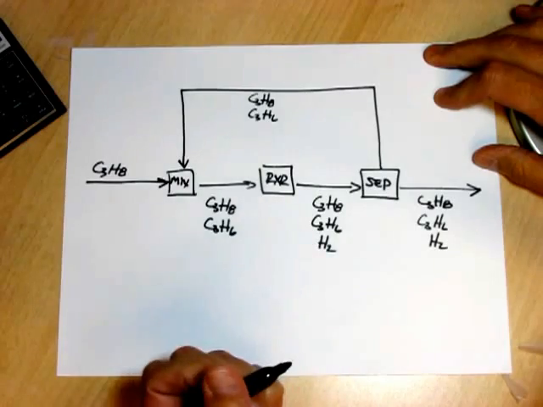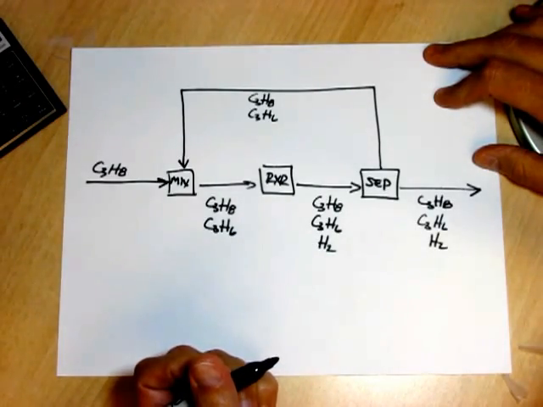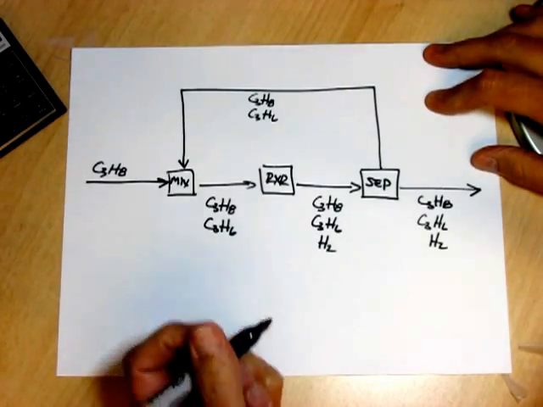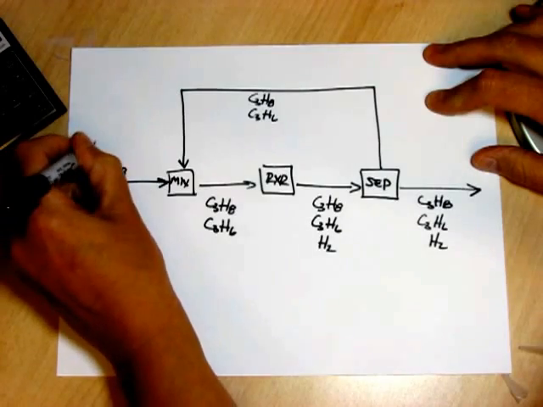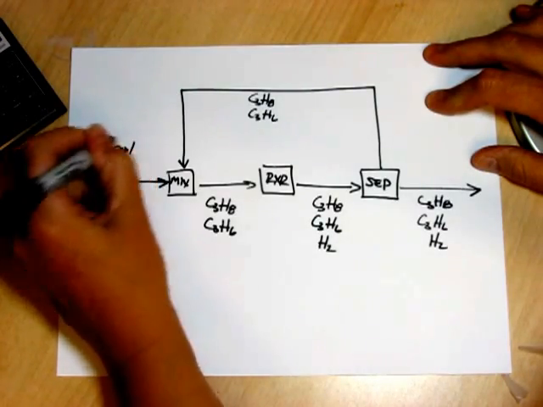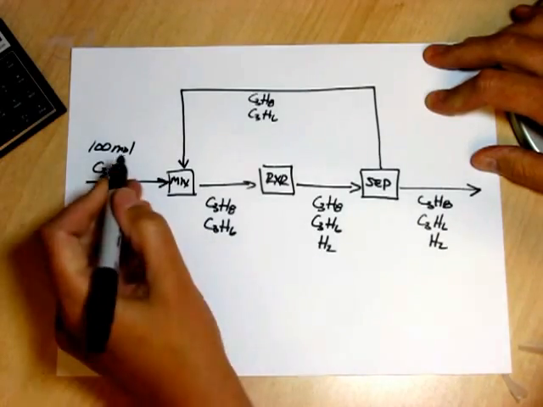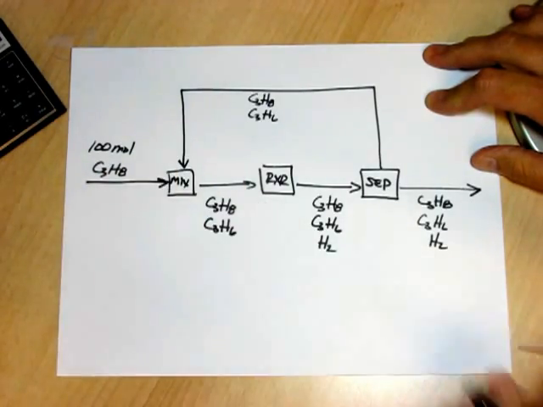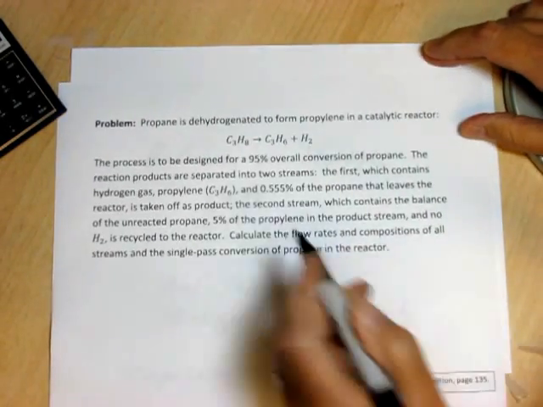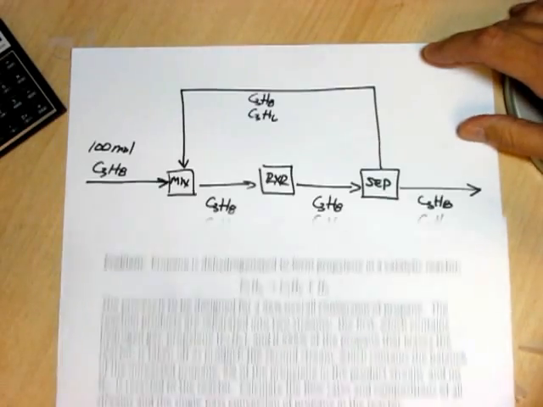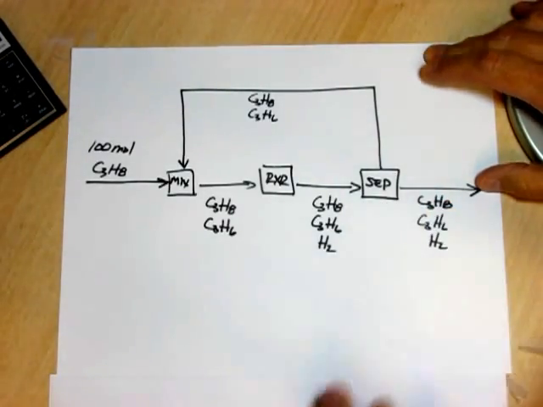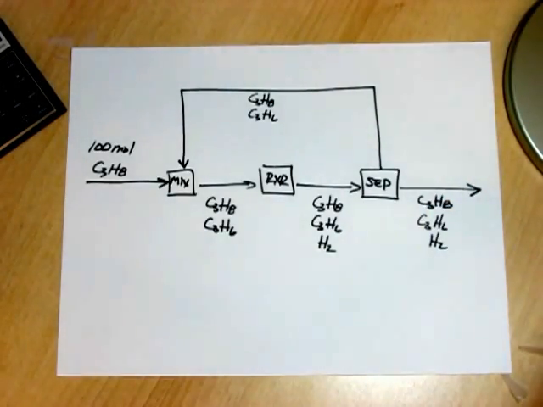This problem doesn't give us any kind of molar flow rates to work with, so we can assume a basis. And so we'll assume a basis of 100 moles entering the fresh feed. Having assumed this basis, we can use this first fact that 95% overall conversion takes place to figure out what comes out of the process overall.